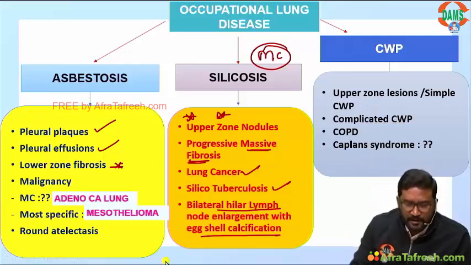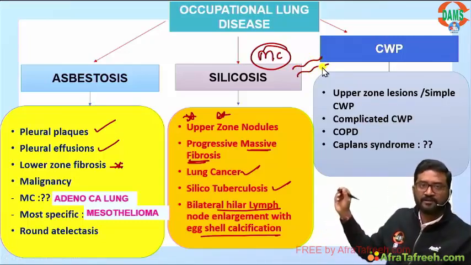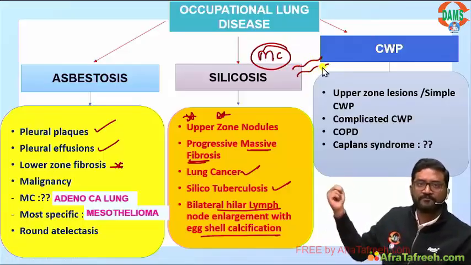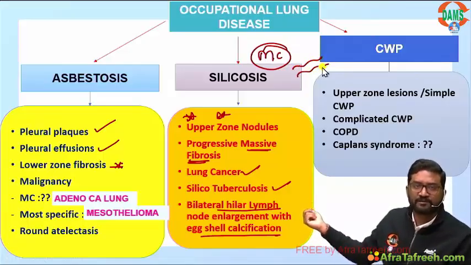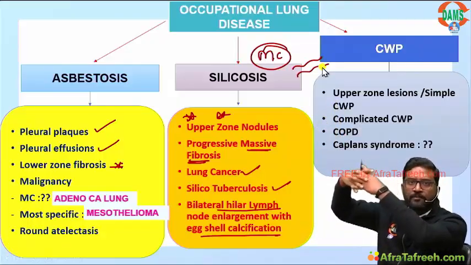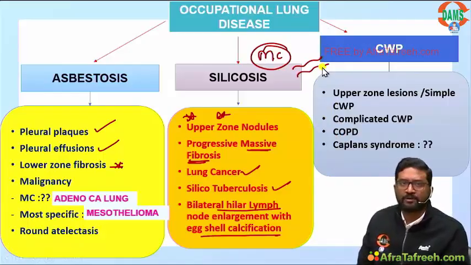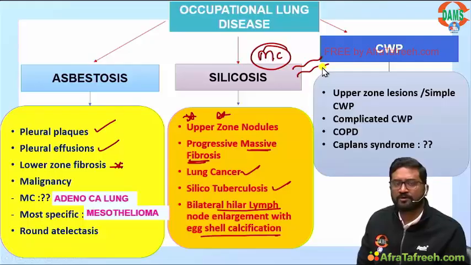Then coal workers pneumoconiosis, more in the upper zone. Initially, the silicosis findings and coal workers pneumoconiosis findings can be very similar. Only difference is the occupation. So initially upper zone lesions. Later they merge to form complicated coal workers pneumoconiosis. Exposure to coal, inhaled smoke can also cause COPD.